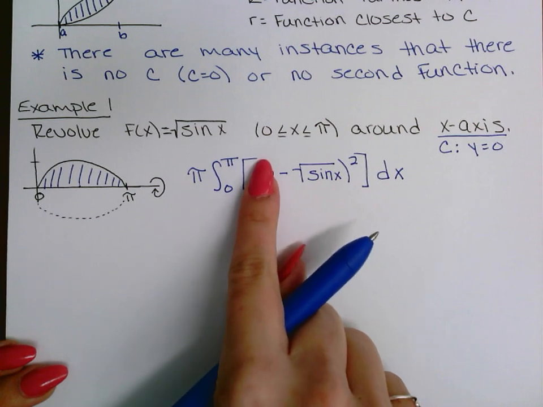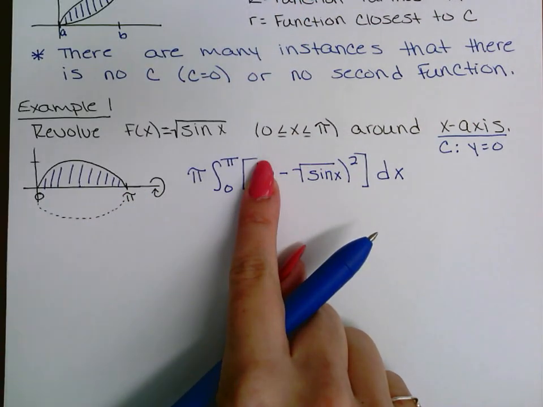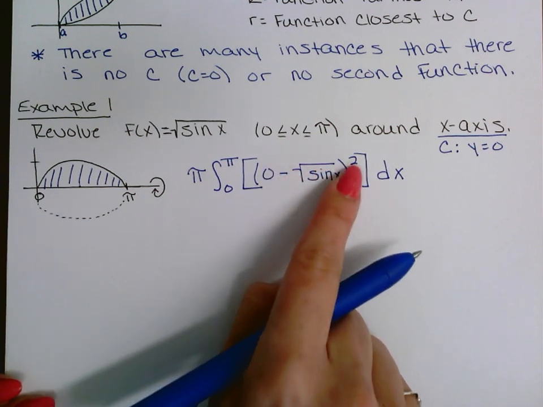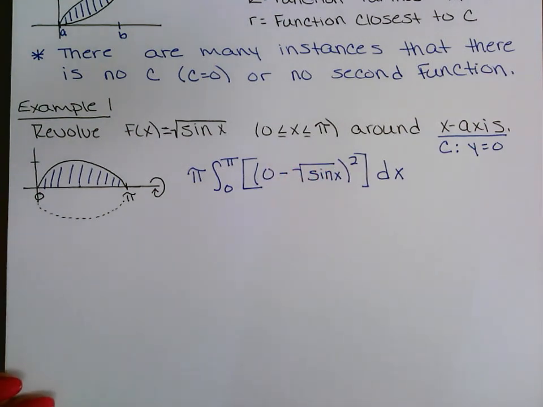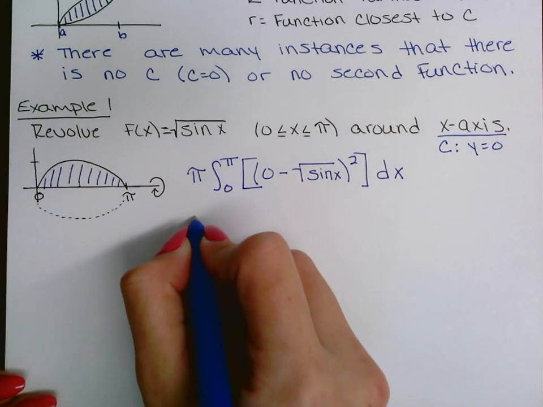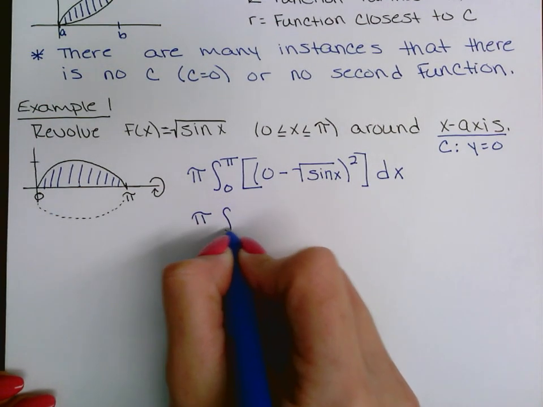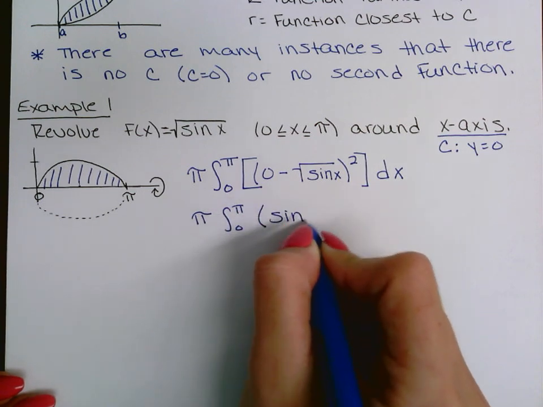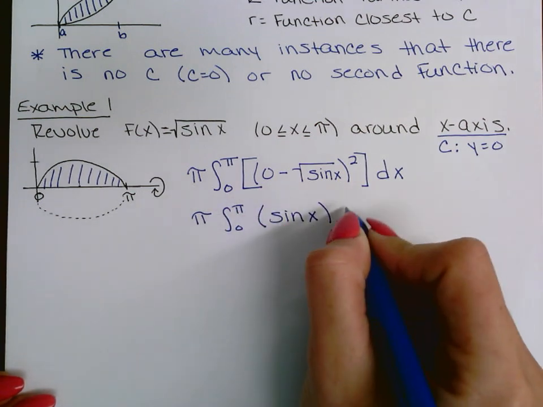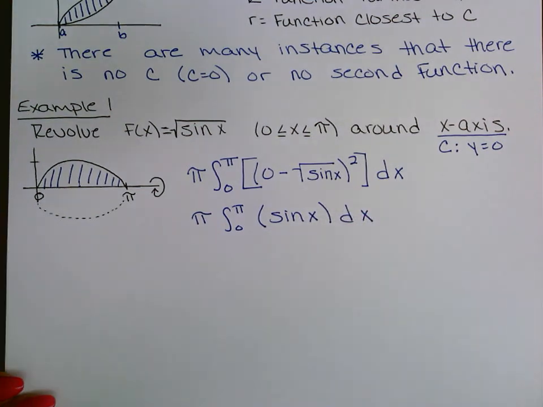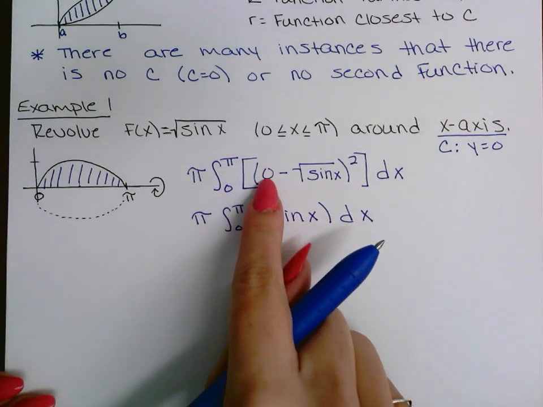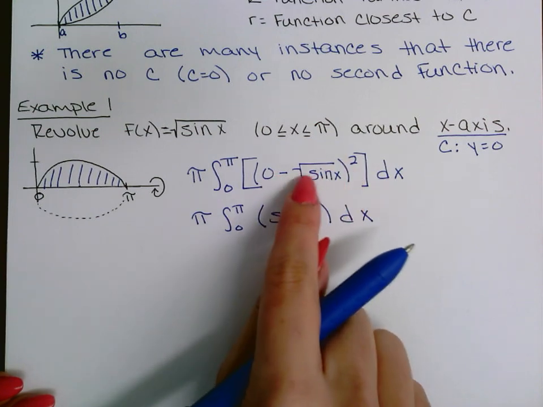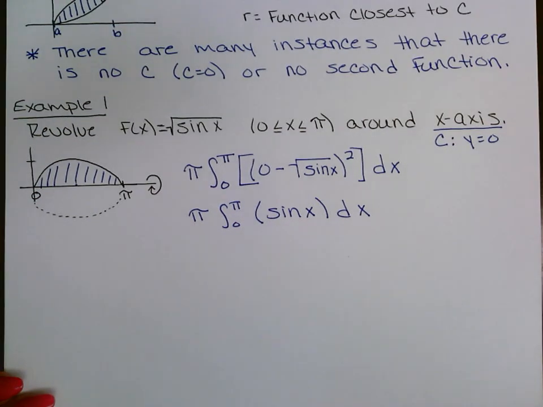So this 0 eliminates. If I square a negative, it becomes positive, so that eliminates. And then square a square root of sine, what am I left with? Just sine. So I'm left with pi times the integral from 0 to pi of sine of x dx. Okay, so again, 0 becomes irrelevant. When I square a negative, it becomes positive. And when I square a square root, it eliminates.